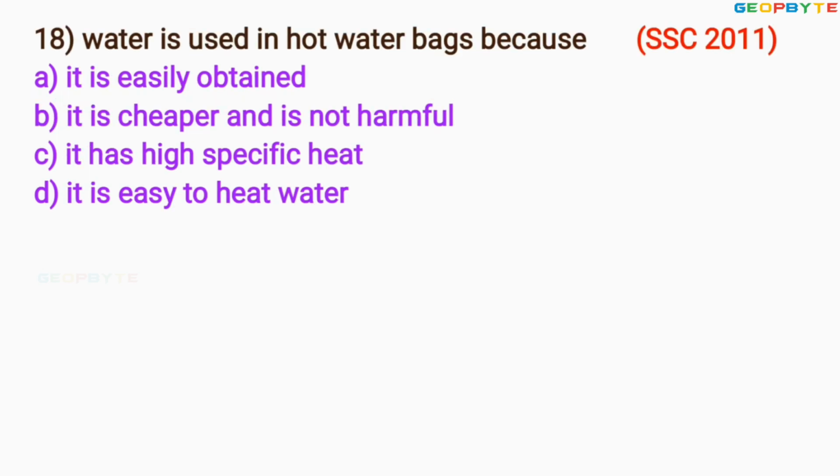Similarly, look at the 18th one, asked in 2011 for SSC exam. Water is used in hot water bags because, dear friends, remember the water specific heat is very high. That is the reason practically water is used as a material for hot water bags. Anyhow, option C is absolutely correct. Because of large specific heat, the water can more effectively transfer the heat for the given temperature change. That is the practical reason the water is used as a liquid in our hot water bags.